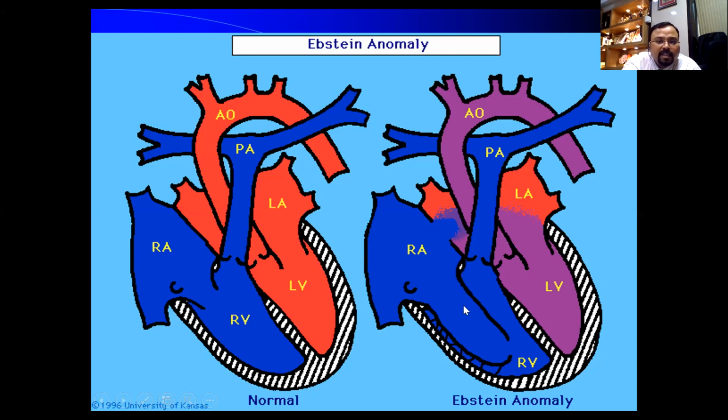So Epstein anomaly is divided into 3 types depending on the tethering of the septal tricuspid leaflet, anterior tricuspid valve leaflet, and functional RV.